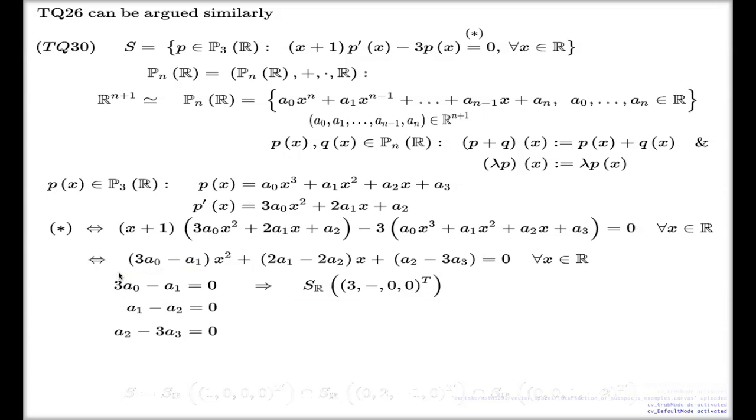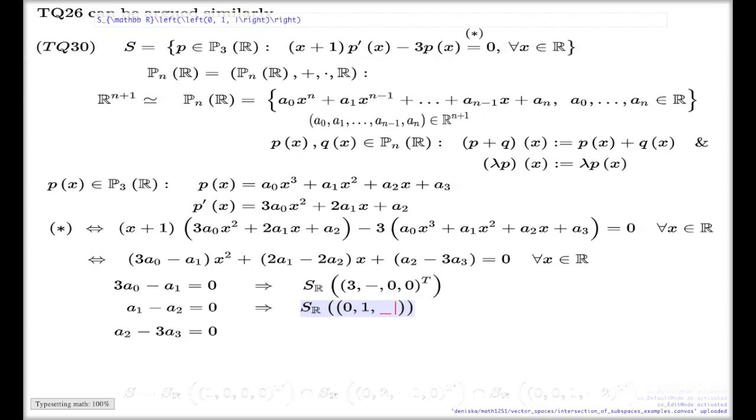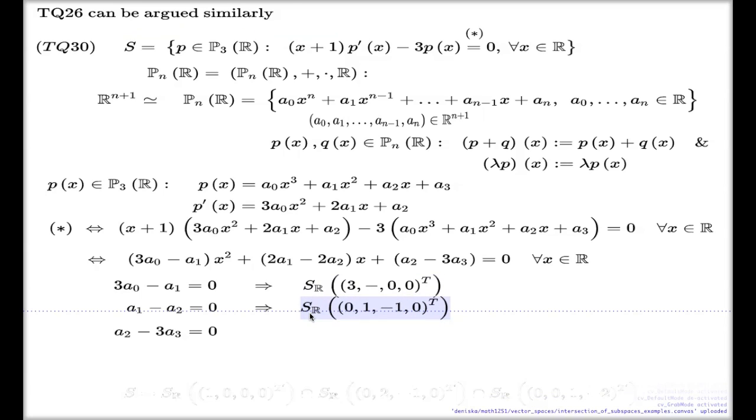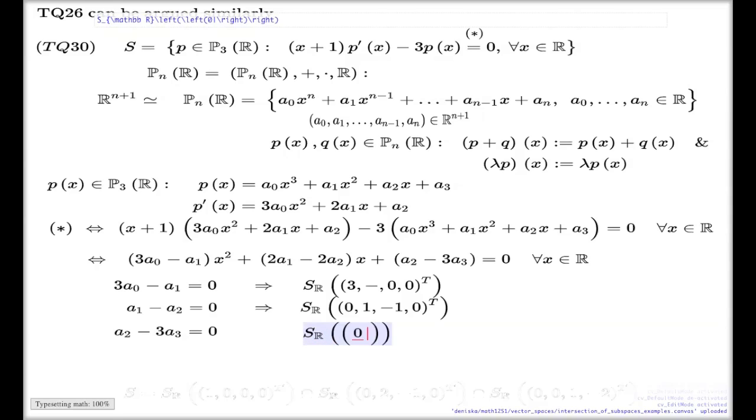It follows from the orthogonal complement subspace lemma. This condition is another orthogonality condition. Here it is. It's the vector 0, 1, -1, and 0. And this one again is an orthogonality condition. Here it is. It's the vector 0, 0, 1, and -3.